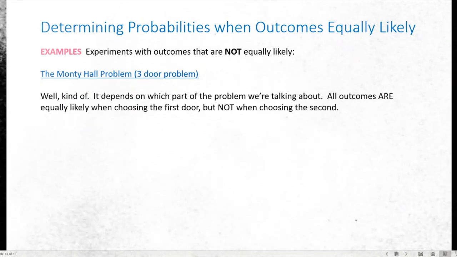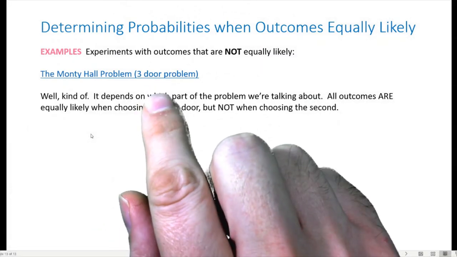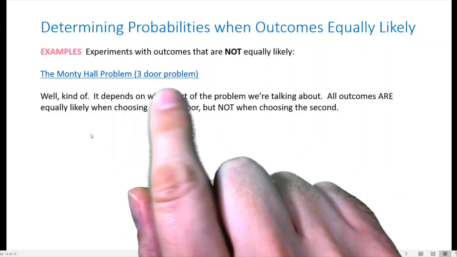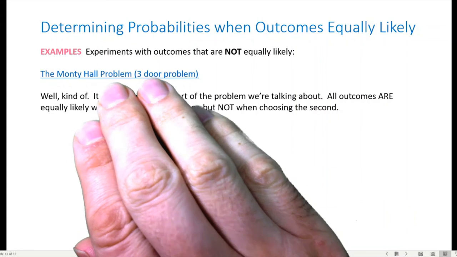And finally, a nice example of non-equally likely outcomes that fools people is the Monty Hall problem, or the three-door problem. So I recommend that you look this up. I'm going to post this link on my webpage here, and watch this video. All right, I just wanted to cut it there because I didn't want to say too much. I think I said too much.